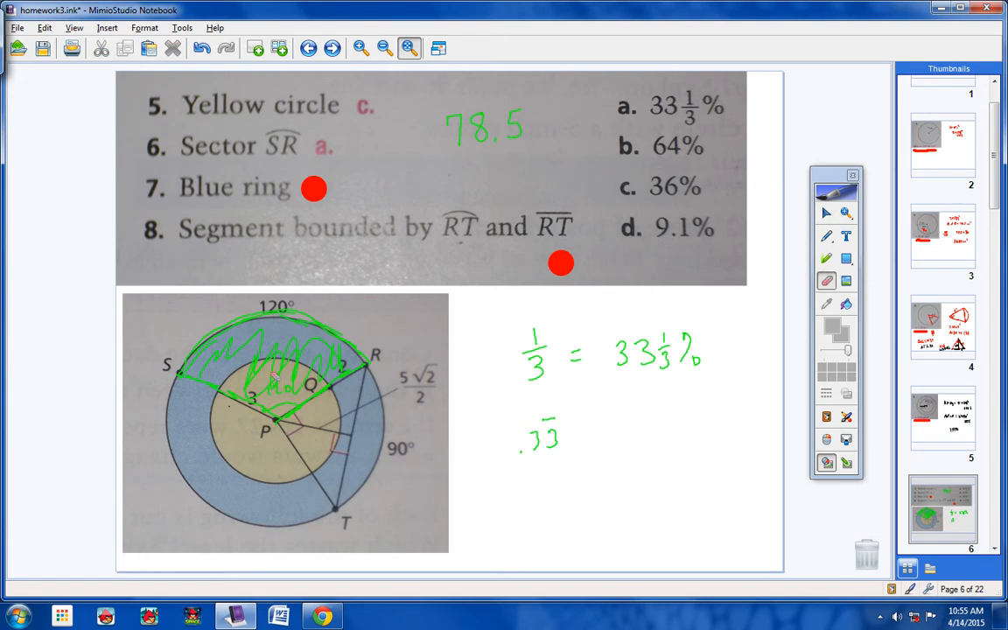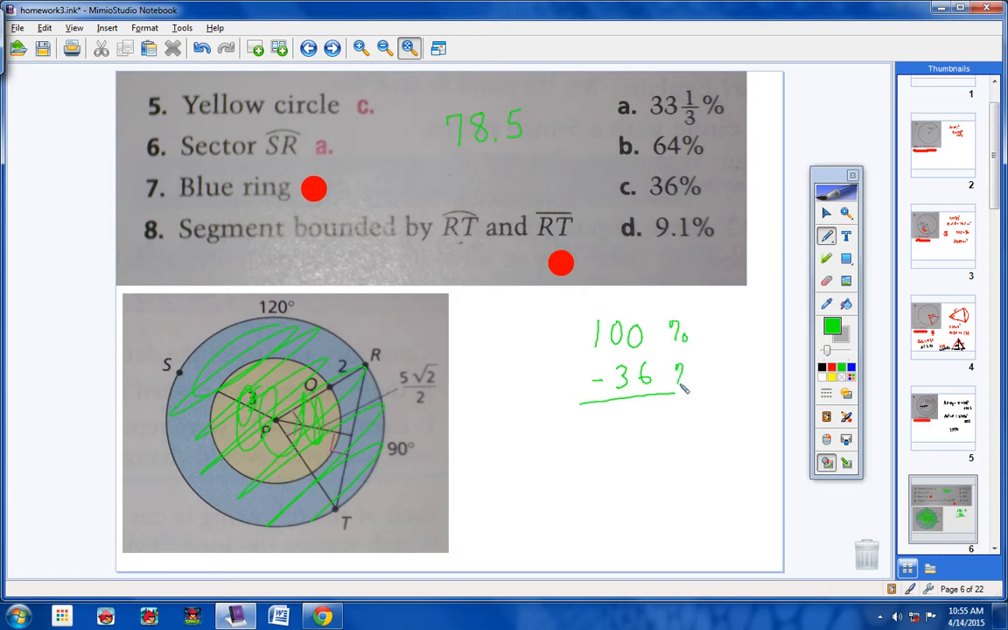Alright, moving on to C. Now they want us to find the percentage of the blue ring. Now, guys, I want you to really stop and think this through. We don't have to do anything. What is the percentage of the entire circle? 100%. What is the percentage of the yellow circle? We already found that. 36%. So if you take 100%, which is the entire circle, minus 36%, you're left with 64%. So the blue ring has to be 64% of the entire circle.